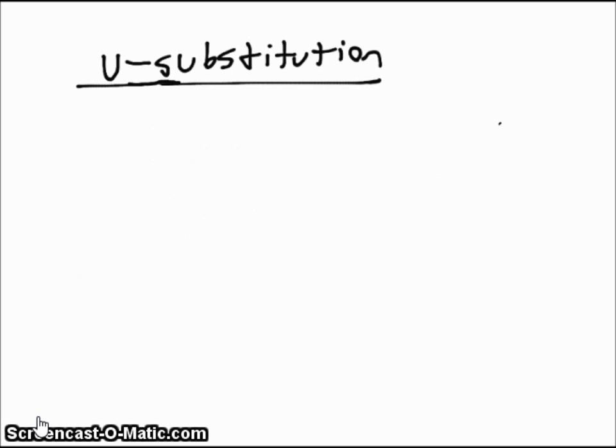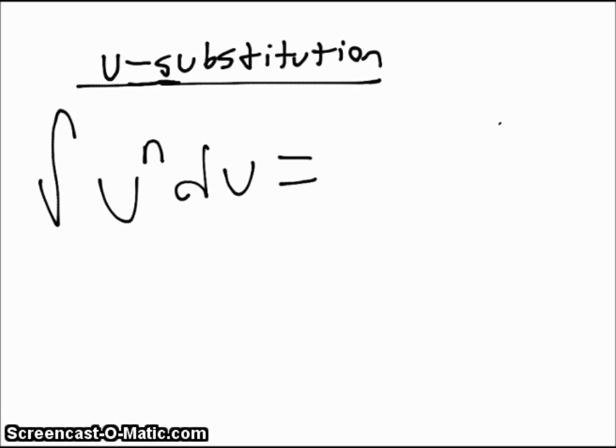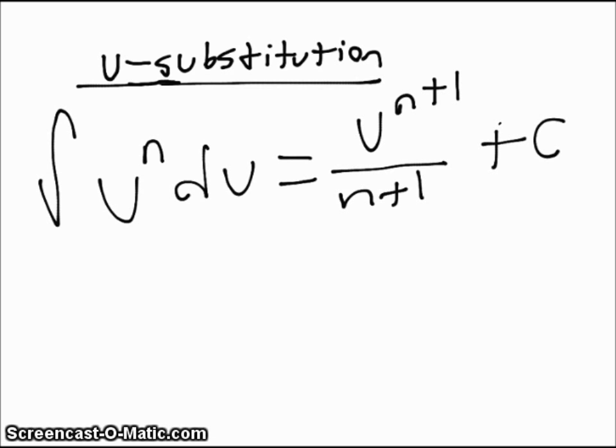Prime example, one of the best rules we have for integrals is the power rule. The power rule is the integral, or antiderivative, of u to the n du is equal to u to the n plus 1 over n plus 1. And don't forget plus c. We didn't talk about it earlier, but if you know integrals, plus c is very important. That is a constant that could have been lost. It's very important with indefinite integrals when you're trying to find those equations.